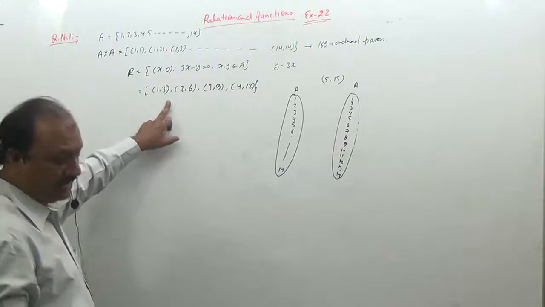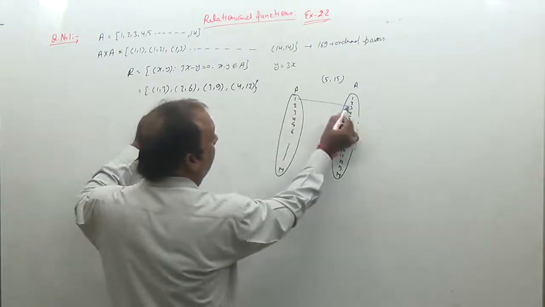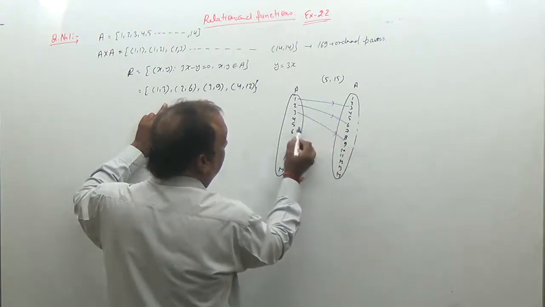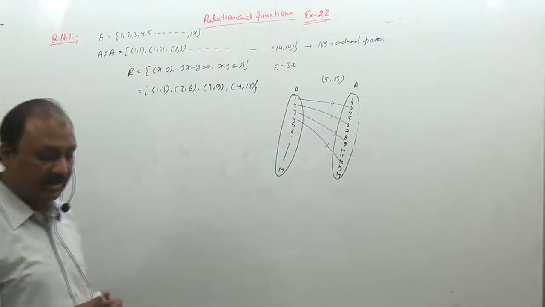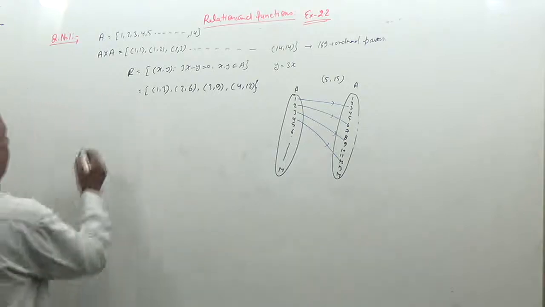So here it is shown that 1 is related to 3, 2 is related to 6, 3 is related to 9 and 4 is related to 12. So this is a relation represented by the arrow diagram. So we want to find out the domain.